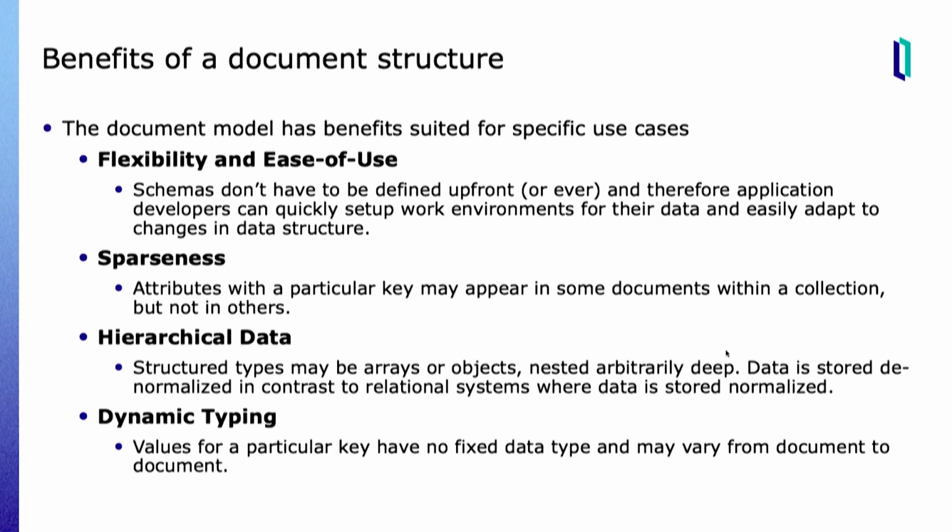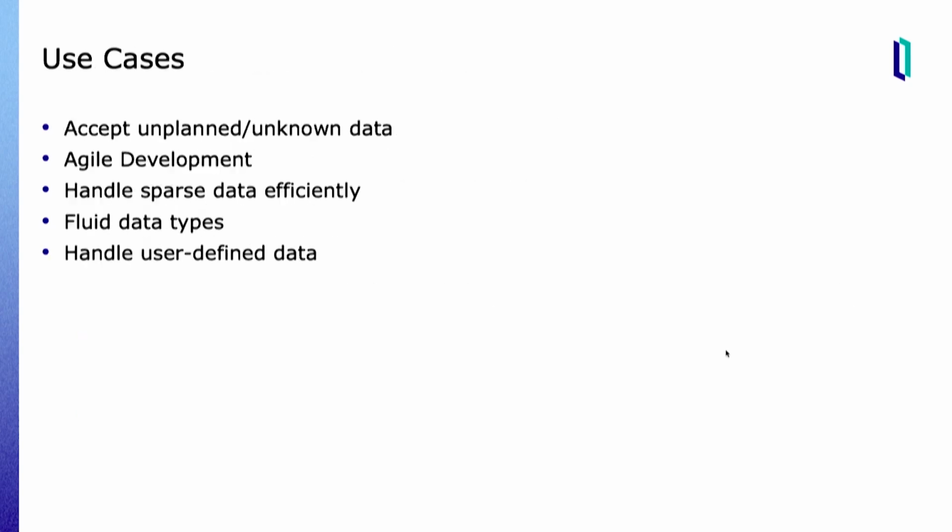It contains hierarchical data structures, so you can nest elements, which can be a pro and a con at the same time. And it includes dynamic typing. So the same property path across different documents can actually have different types, which is something that's difficult to model in relational structures.